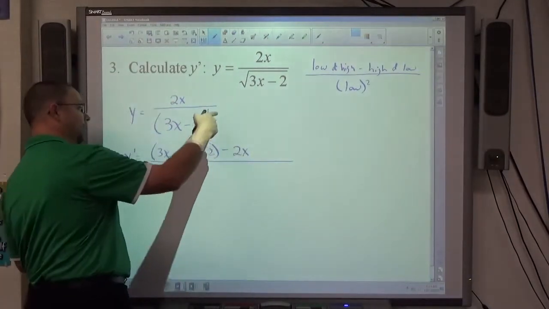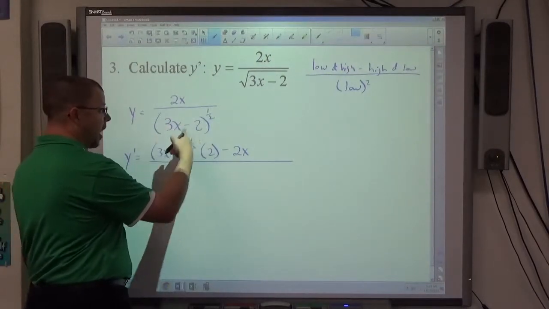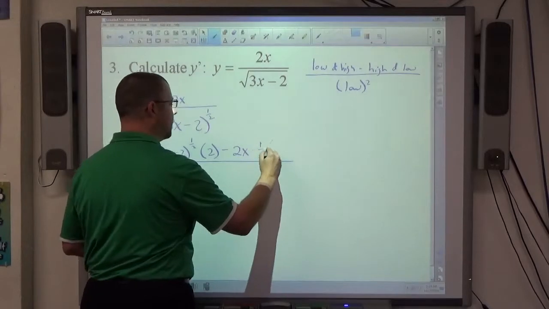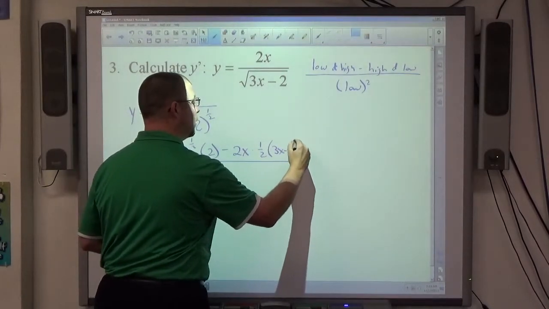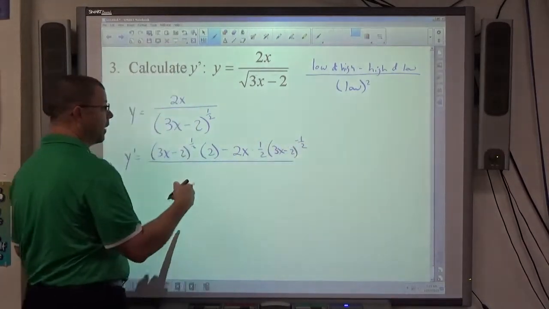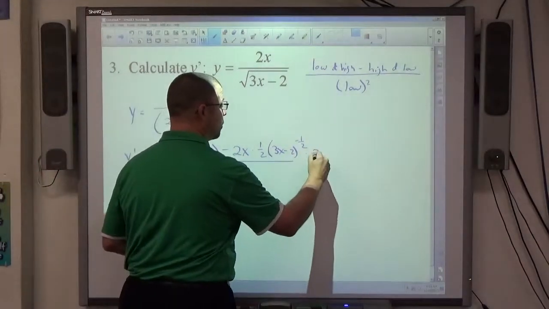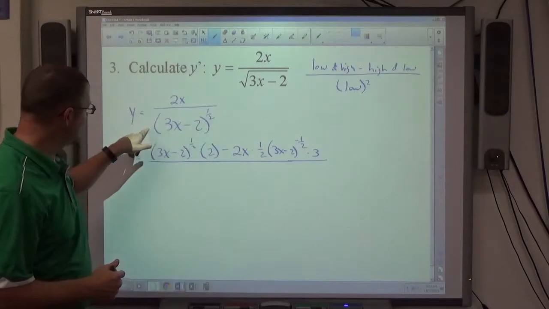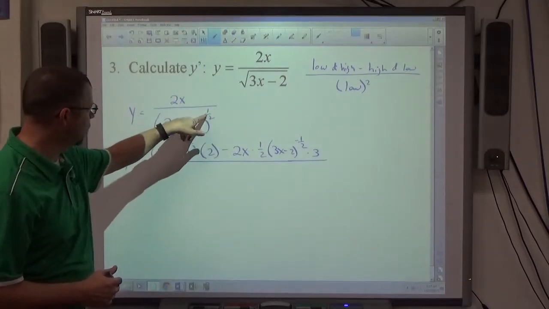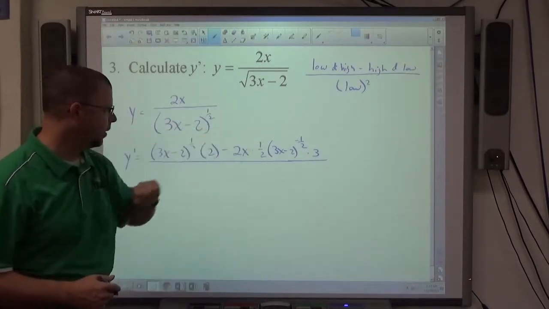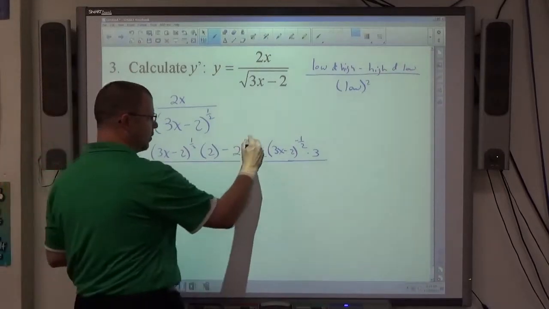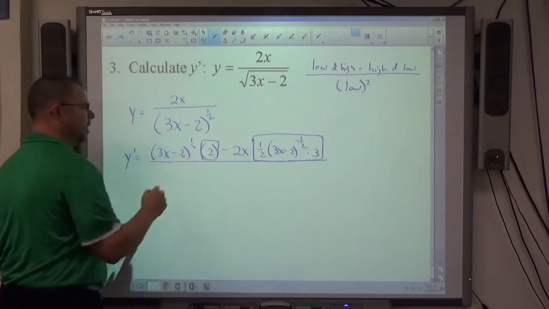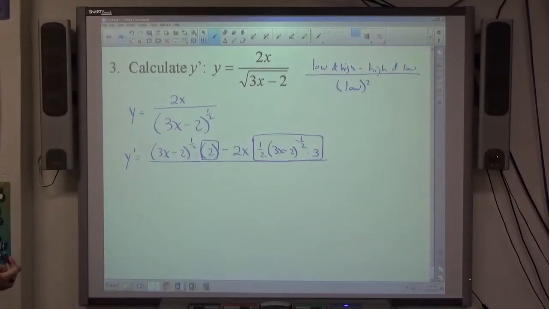D low is the derivative of the bottom. This is an object to a power, so the chain rule has to be used. So I'm going to do 1/2 the power times 3x minus 2 to the negative 1/2, 1 lesser power, and then 3x minus 2's derivative is 3. Okay. So 1/2 times the base to 1 lesser power, derivative of the base 3. That's how you differentiate. So this box here is the derivative of the bottom. This box is the derivative of the top, and that's all the calculus that happened in this problem.